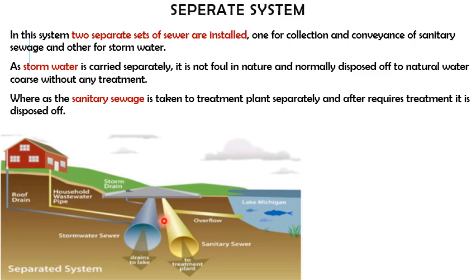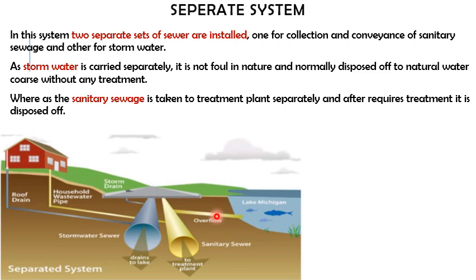This is called separate sewerage. If you provide two pipelines, what is the advantage and disadvantage? If you provide a single pipeline, what is the advantage and disadvantage? 100% they are going to ask. Advantage and disadvantage mean merits and demerits. If you provide a single pipeline, excavation is only one. It is economical, but the diameter will be huge. You have to provide for the whole year.